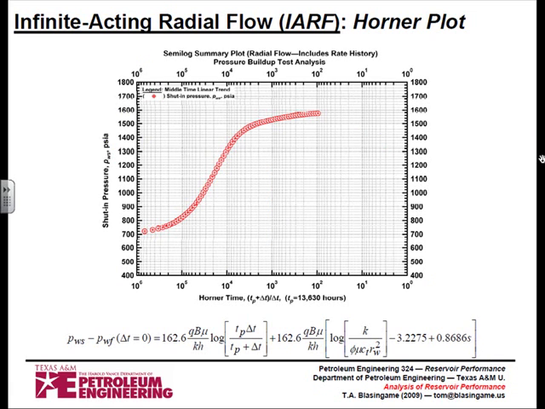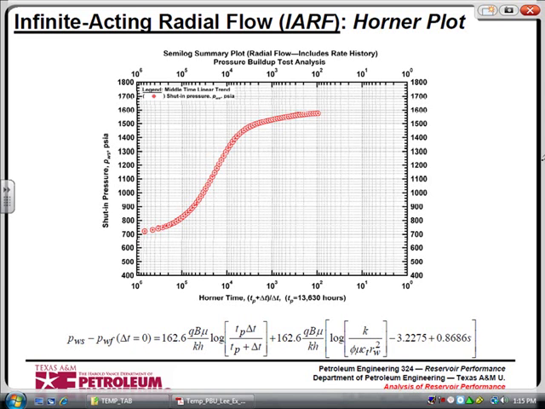All right, this is the Horner time plot. The thing about the Horner time and the Horner plot is your axis is reversed. When you look at the Horner time, a big number corresponds to early time, and a small number corresponds to late time. What's the smallest number you can have on a Horner time? One.